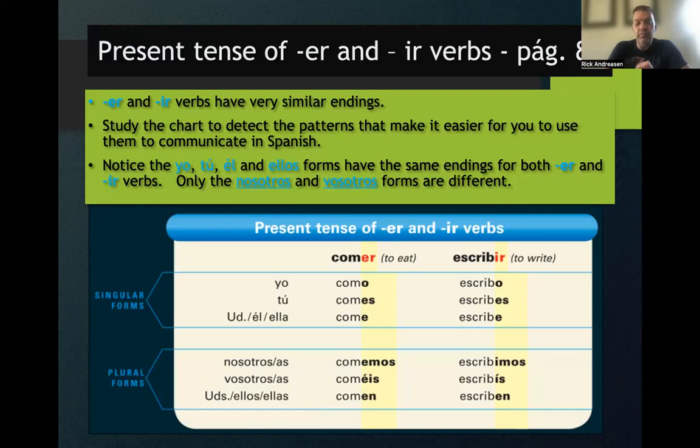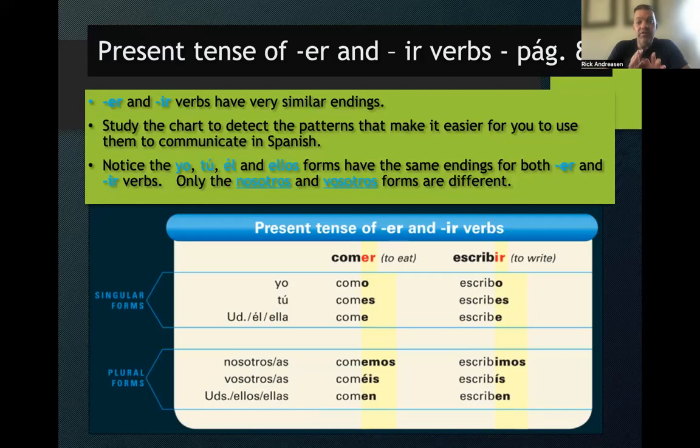And the vosotros form, which, as you know, we're not going to hold you to, is different as well. For the ER verbs, it's eis, EIS, and that's a diphthong. So think that in the AR verbs, it was AIS. In the ER, it's EIS. And that's again, the vowels are all making their names. They're all making their sounds. So vosotros coméis, vosotras coméis.